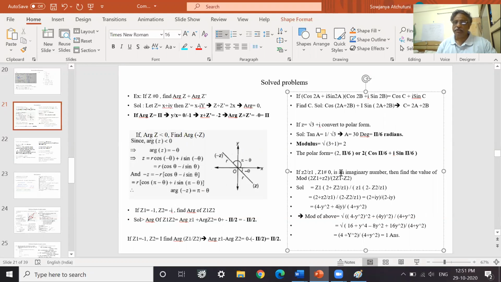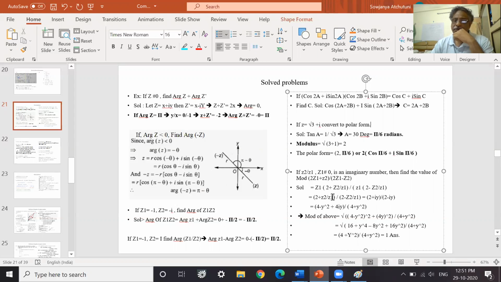If z2 by z1 is an imaginary number, find the value of the mod of this. So here z2 by z1 is an imaginary number, z1 is not 0, and z2 by z1 is imaginary, like this pi by 2. Here I am taking z2 by z1. Here I have taken z1 out, so 2 plus z2 by z1. Here also I have taken z1 out, 2 minus z2 by z1. These two get cancelled. So 2 plus z2 by z1 over 2 minus z2 by z1.